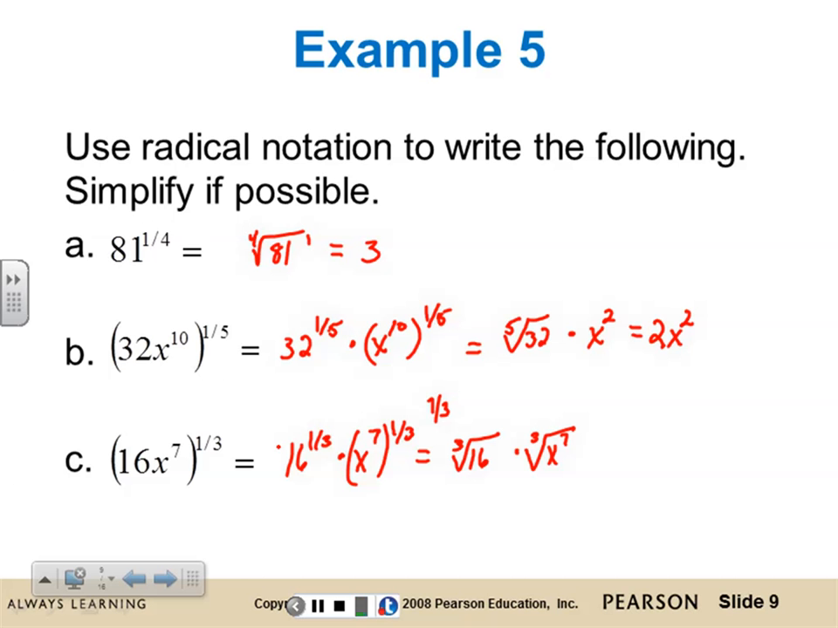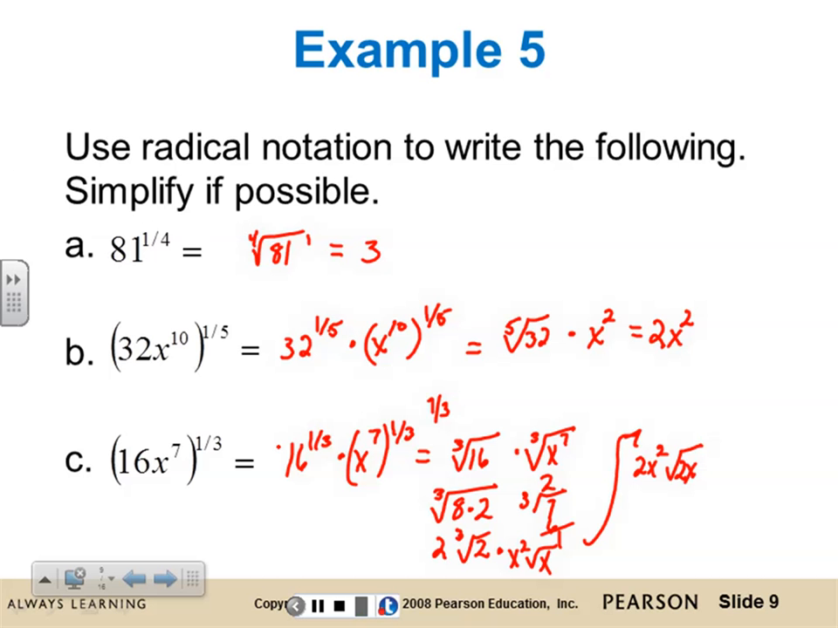Okay, so 16, you can't take the cube root of 16, but it has a perfect cube factor in it. And so that's going to be 2 cube roots of 2. And then for your variables, remember we do 3 will go into 7 2 times with 1 left over. So that's going to be times, and we're going to bring an x squared out with 1 left over. So if we put all this together, we're going to have 2x squared on the outside times the cube root of 2x on the inside.